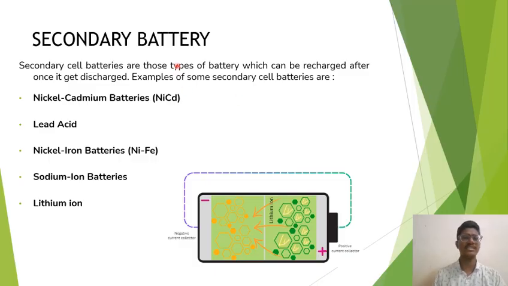Next, when we discuss secondary batteries, what are secondary batteries? Secondary cell batteries are those types of batteries which can be recharged after they get discharged. We can recharge these batteries, and examples of secondary cell batteries are nickel cadmium batteries, lead acid batteries, nickel iron batteries, sodium ion batteries, and lithium ion batteries.